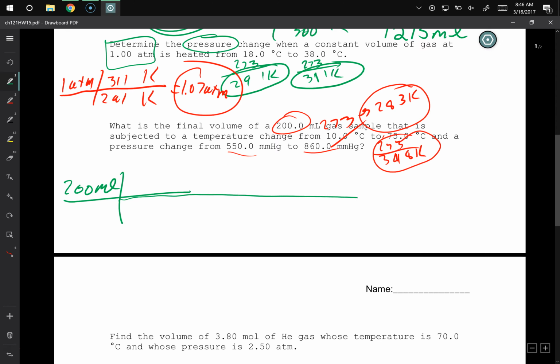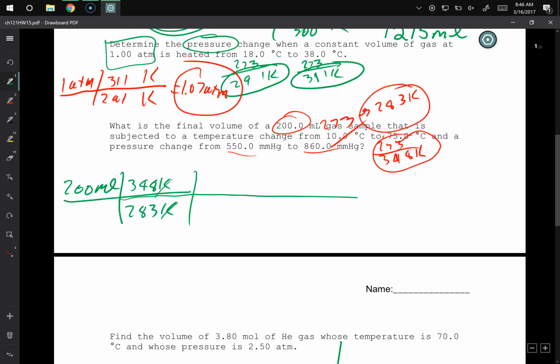Let's do the temperature first. So if I'm a volume of gas and I'm a particular size and my temp goes up, what would happen to my size? I would get bigger. So I'm going to take my two temperature numbers, my 348 K and my 283 K, and set them up like this so the K's cancel out and the number 200 gets bigger when I do the math.